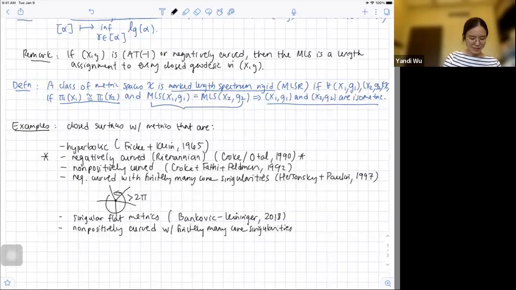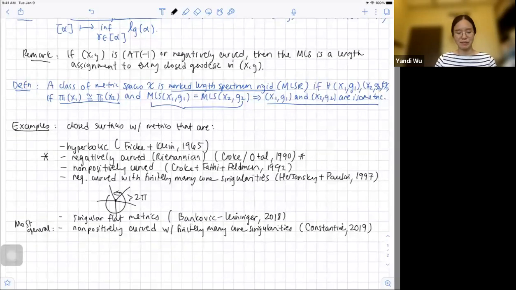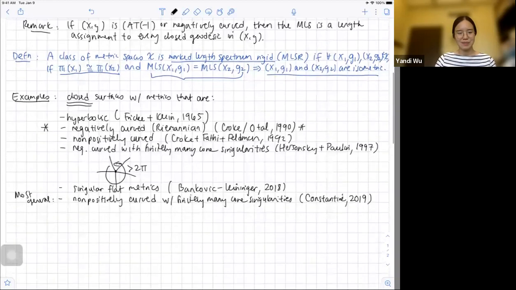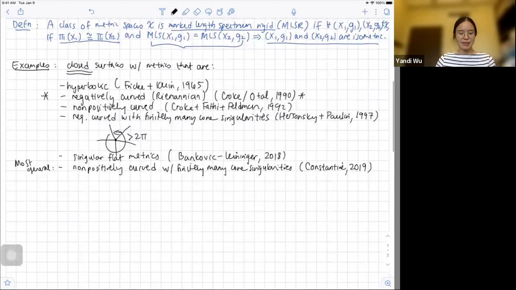So I think this is the most general result, and this is due to Constantine from 2019. The short answer to whether surfaces are Markov length spectrum rigid, closed surfaces, this is very important, is yes. There's a bunch of metrics that you can put on them so that they're Markov length spectrum rigid. So that's the story for surfaces.